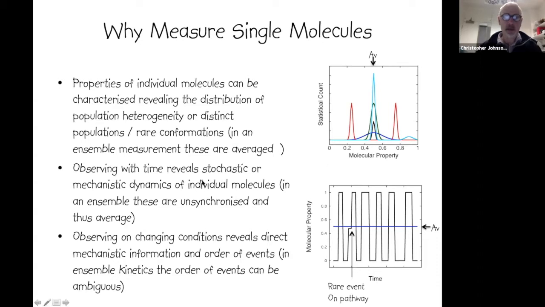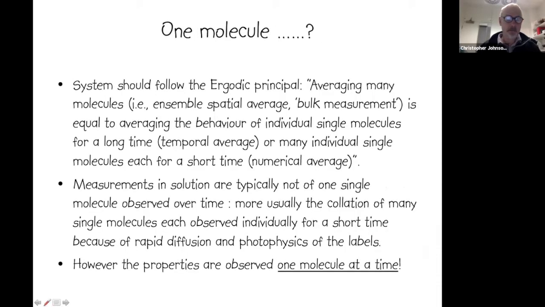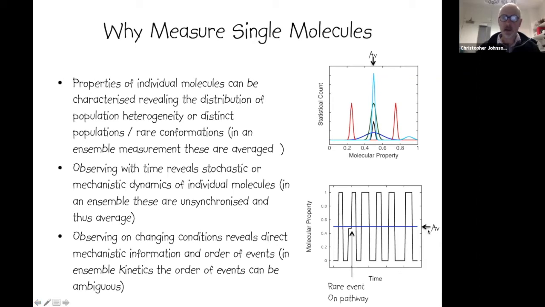If we then add in time as an additional domain, we can start to see stochastic or mechanistic dynamics in individual molecules. And the problem with an ensemble measurement is that all of these dynamics are unsynchronized. So again, here, if this was a property of our molecule of interest that was oscillating between two values, then we would end up in an average measurement measuring this value and have no idea about these fluctuations.